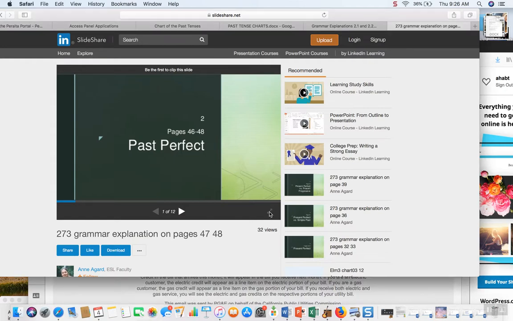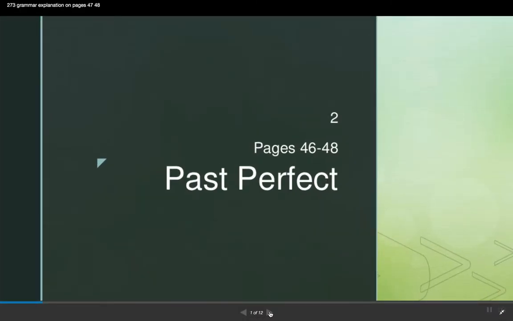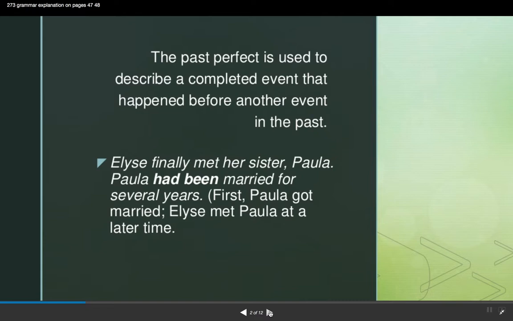We're talking about the past perfect now on pages 46 and 48. The past perfect is used to describe a completed event that happened before another event in the past. So Elise finally met her sister Paula. Paula had been married for several years. Okay, this means that first Paula got married and then Elise met Paula at a later time. So this is the first thing that happened, and this one is later. And this is the past perfect, and this is the simple past.